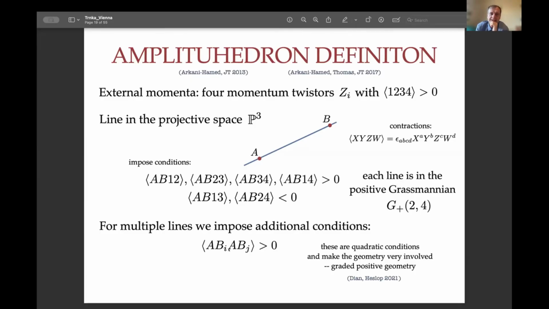Now, exactly, it's these quadratic inequalities which make everything rich and complicated. And this is also the reason why the Amplituhedron beyond one loop is not a positive geometry, and was studied because of the presence of some internal boundaries studied by Paul and Gabriel several years ago.